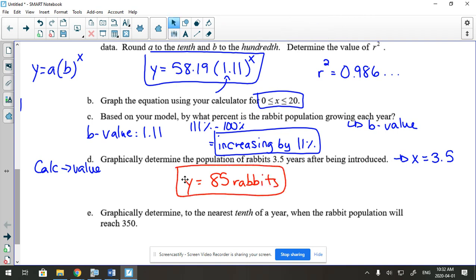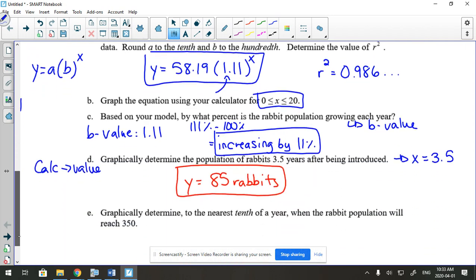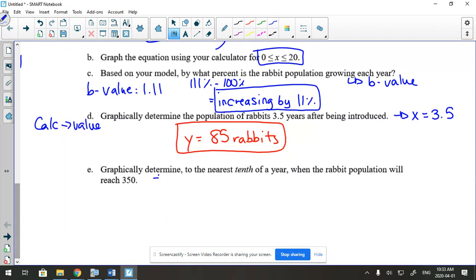Okay, next question. It says graphically determine to the nearest tenth of a year when the rabbit population will reach 350. So if I look back here, I want to know when the rabbit population is going to reach 350. So that means I want to figure out what my x value is. It tells me my y. I want to know my x. The y value is not as easy. There's not an exact button to push, but there's a way around it that we can figure out. It's telling me that my y value is 350. I want to know what is my x.